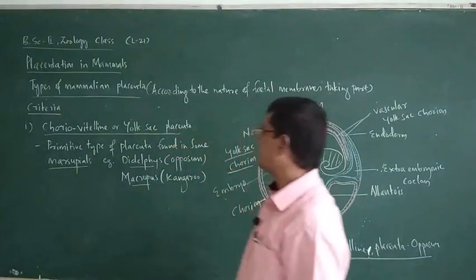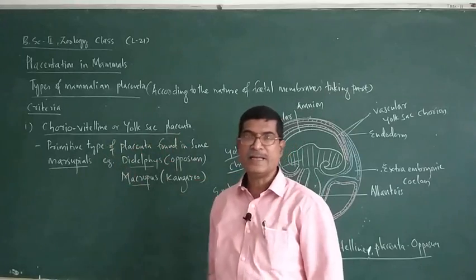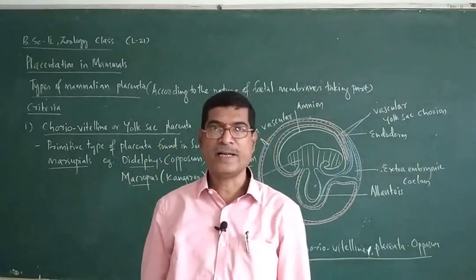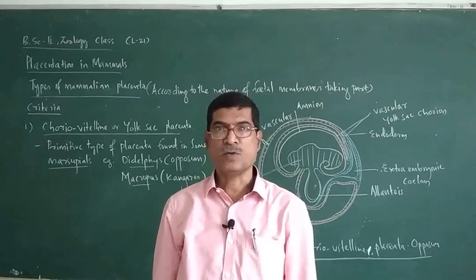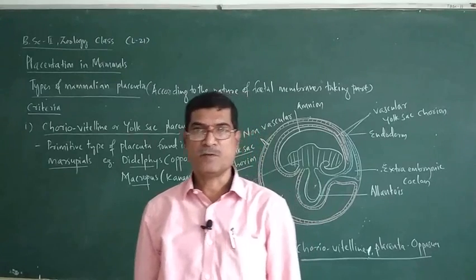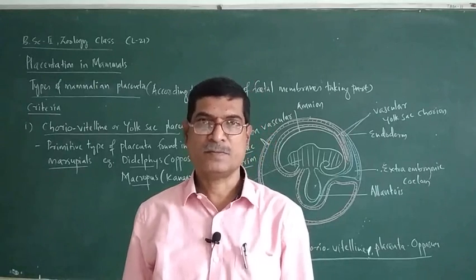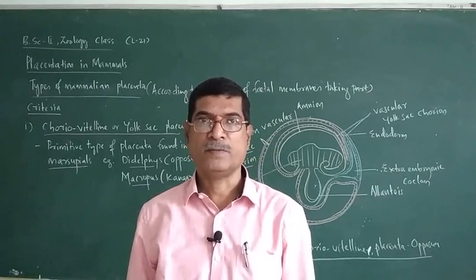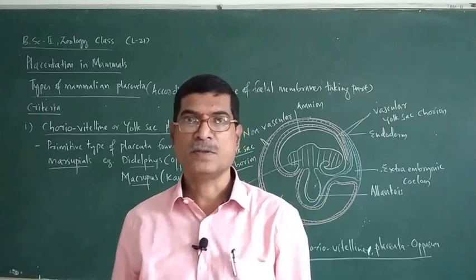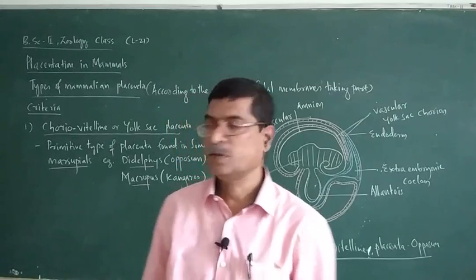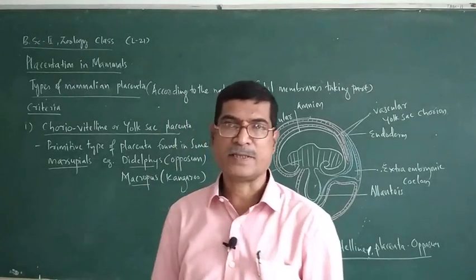So the chorion is being supplied with blood from yolk sac. Therefore, this type of placenta is referred to as yolk sac placenta or choriovitelline placenta. So this is how the structure of the choriovitelline placenta is formed, developed in primitive viviparous mammals. So, kangaroo and opossum, this type of placenta can be seen.